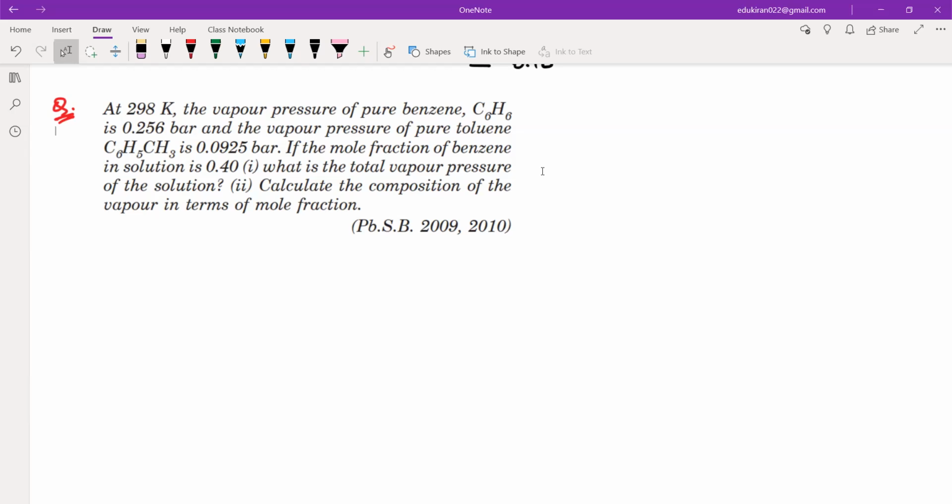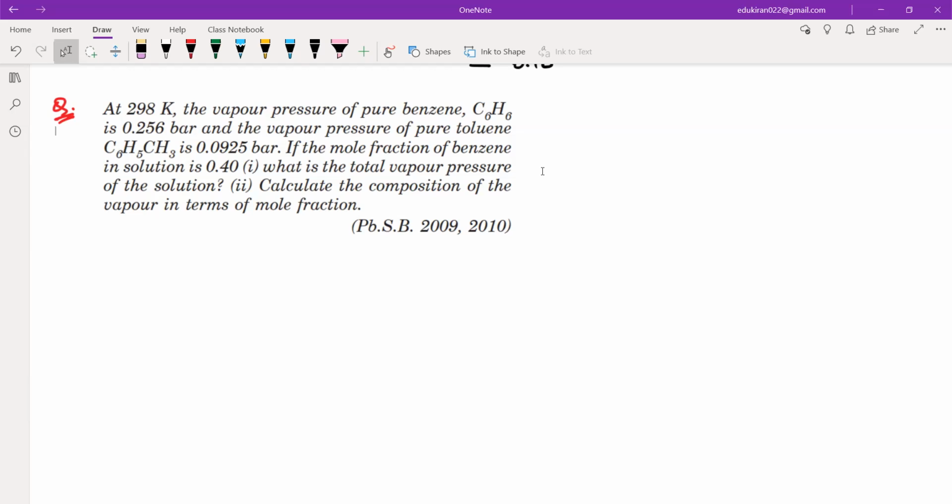Then they have asked you to calculate the total vapor pressure. Again, bad question, because total vapor pressure will be equal to P0 A, that is given, into chi A, given, plus P0 B given, chi B is also given. Once you have calculated the chi B, calculate the composition in the vapor phase in terms of mole fraction. Again, using Dalton's law of partial pressure, you can calculate this. Okay, so please try to do this and tell me what is the total vapor pressure.